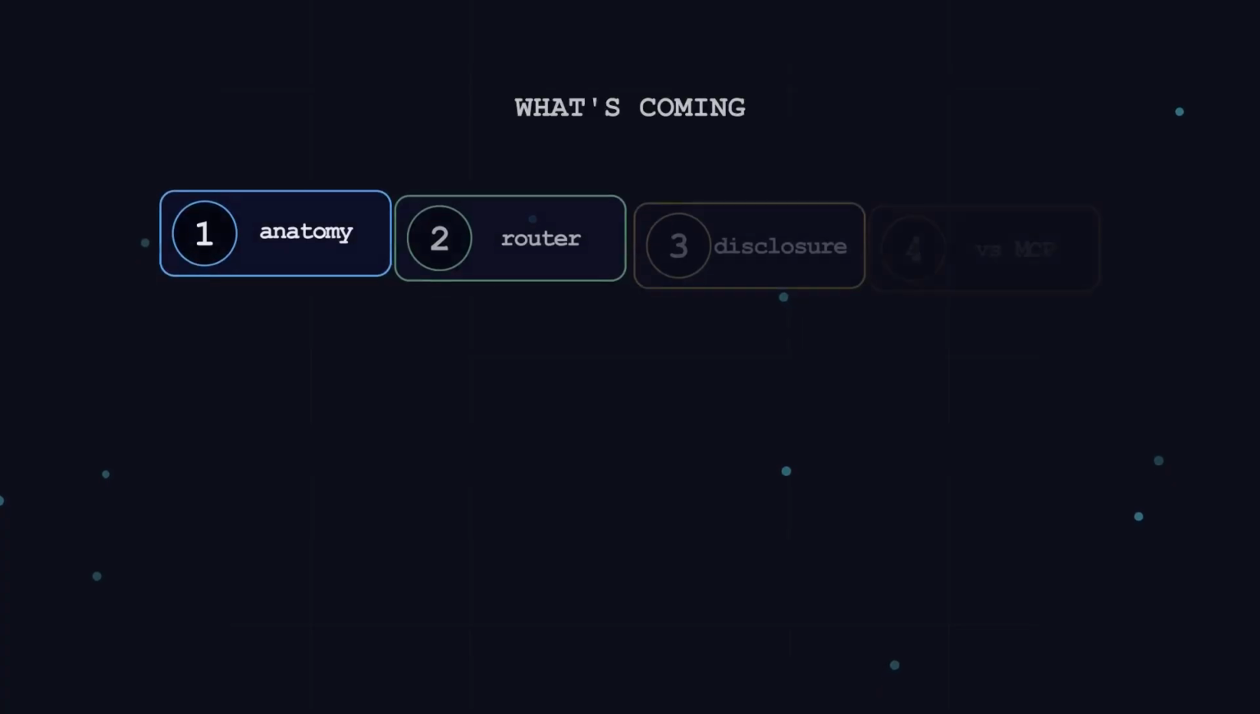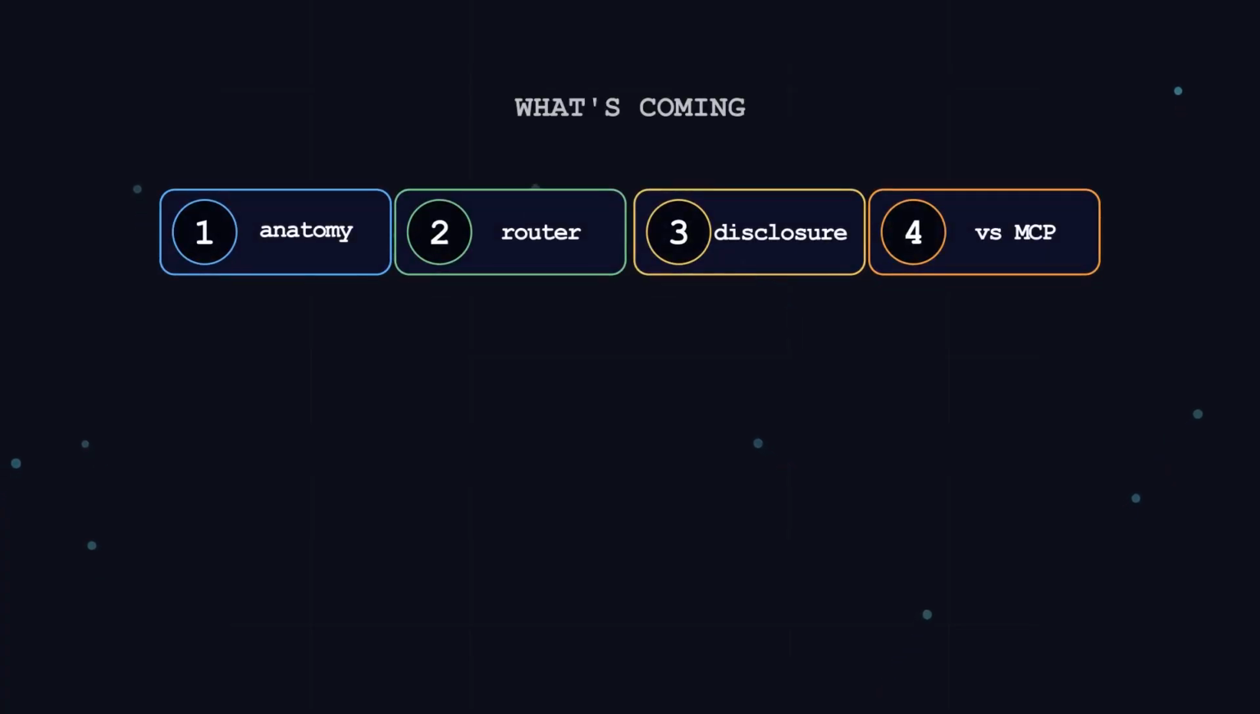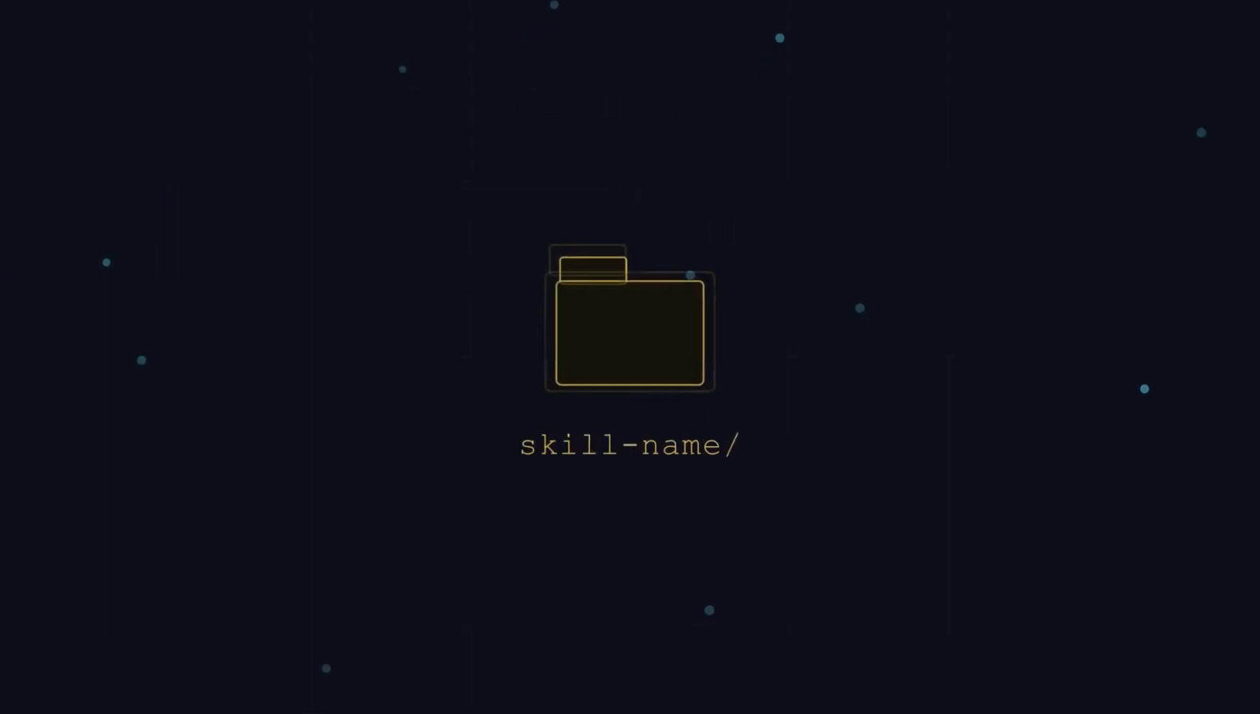In the next 6 minutes, you'll know what's actually inside a skill, why the description field decides everything, the loading model that keeps your library cheap as it grows, and how skills sit alongside MCP without stepping on it. Let's start with what's in the folder.